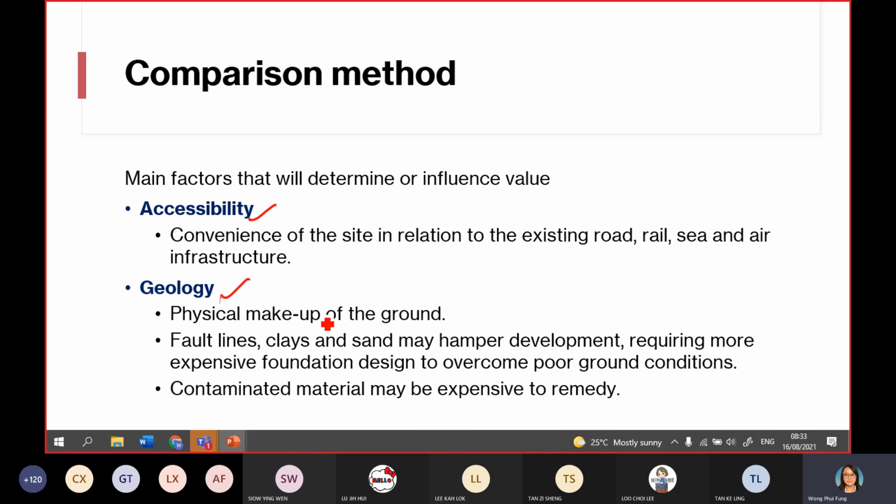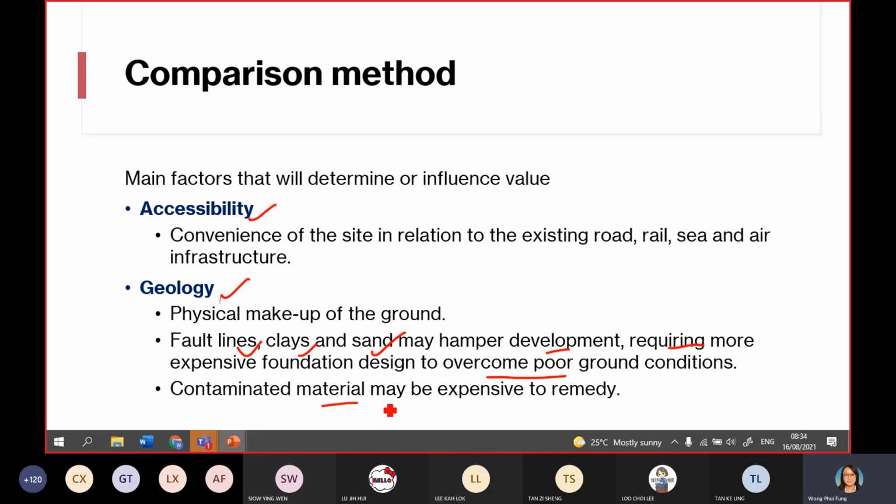Okay? Geology, which means the physical makeup of the ground structure itself. If the ground consists of fault line, clay or sand, all these will actually affect the development because the ground condition is not stable. You might be required to build a more expensive foundation in order to strengthen the ground to overcome the poor ground condition. All these need money. That's why it will affect the value itself.